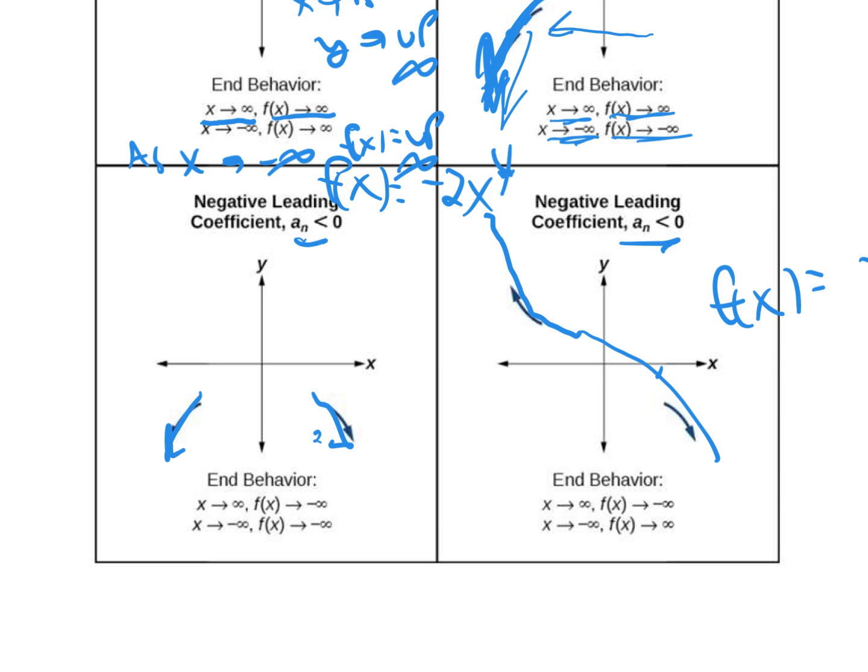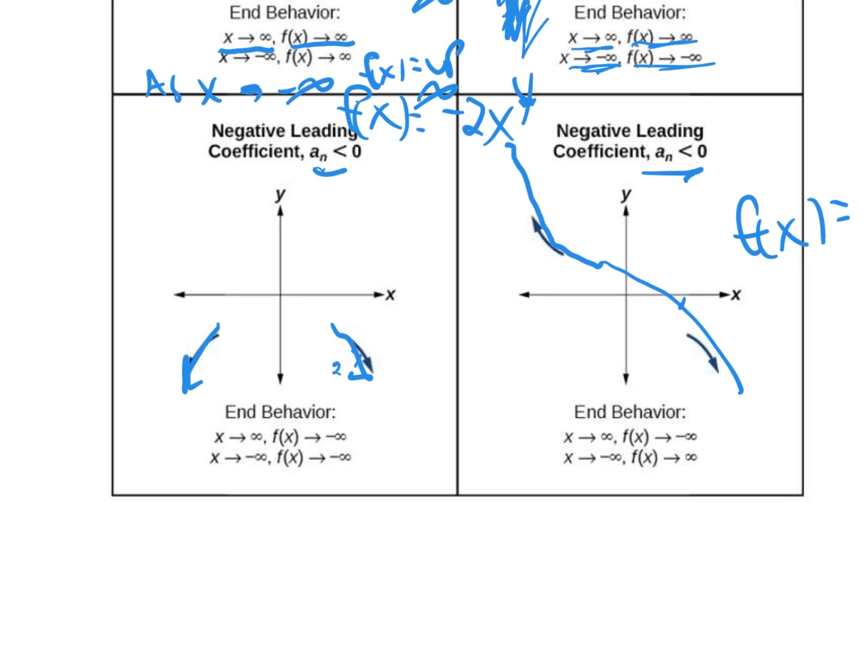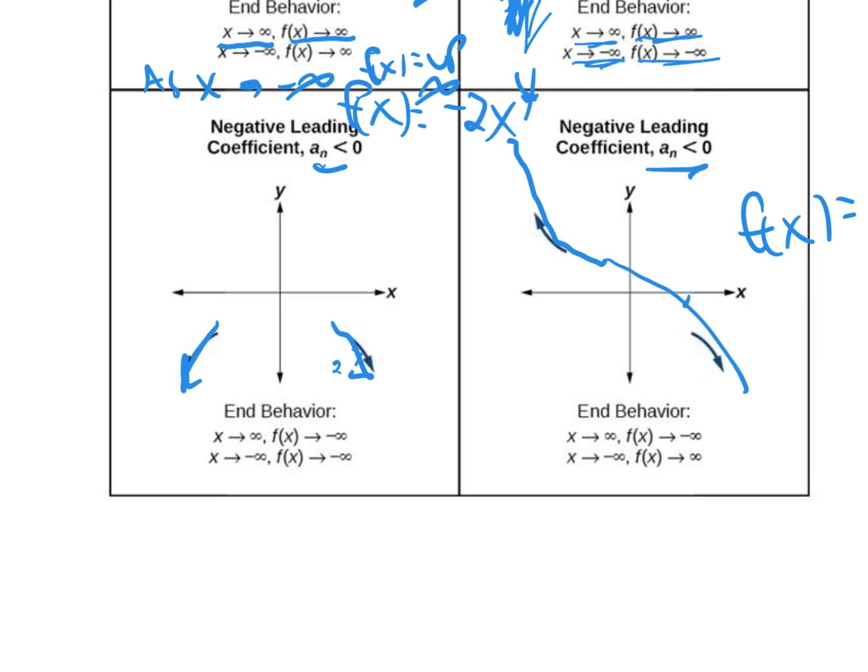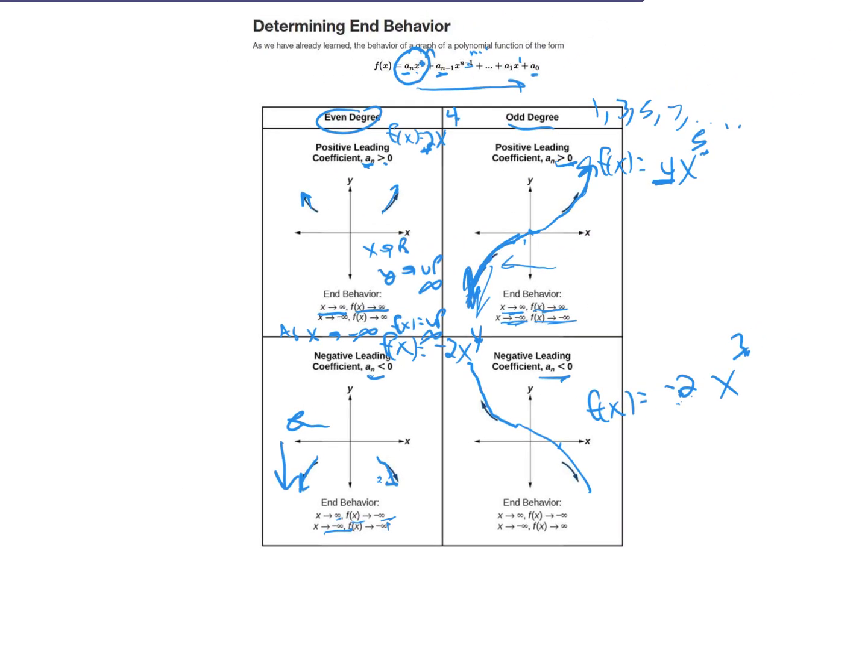If it is a negative leading coefficient and the exponent is even, as x goes to the right forever, the y values go down forever. As x goes to the left forever, the function goes down forever. Okay? If you have any questions, just ask me.